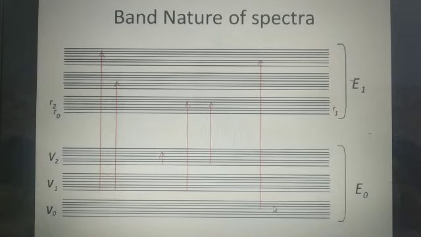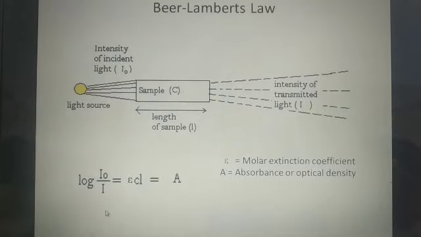Whenever an electronic change takes place from one energy level to another, not only the electronic state changes but also the vibrational levels and the rotational levels change, so we get a band spectrum instead of the line spectrum that we have already discussed.